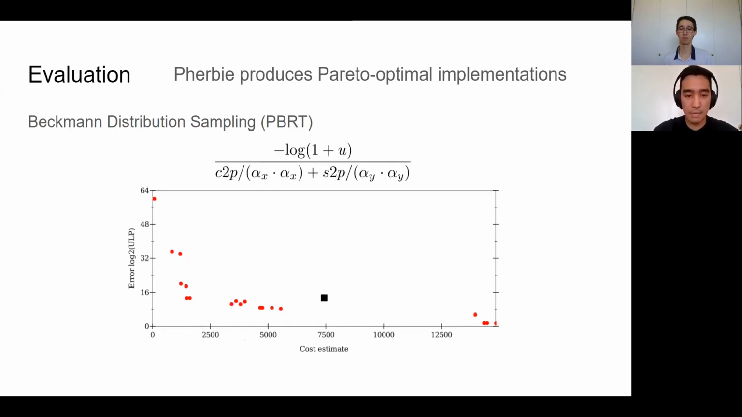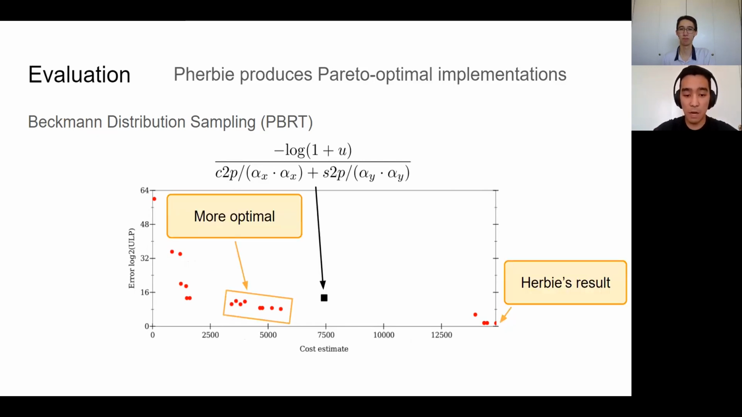And finally, here's this last example. This expression is used to sample reflections off of rough surfaces. And the key is that the starting expression is suboptimal. That is, Pherbie finds these implementations that have lower error as well as lower costs. So these may be of interest to a user.